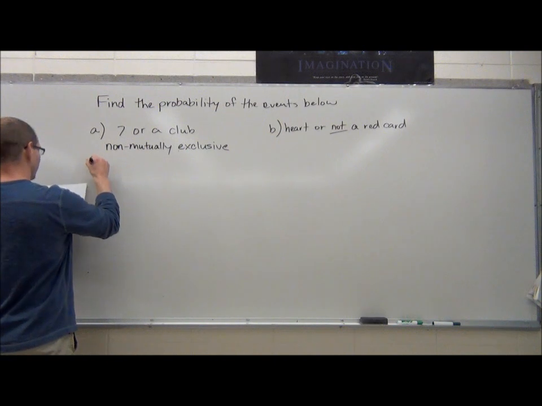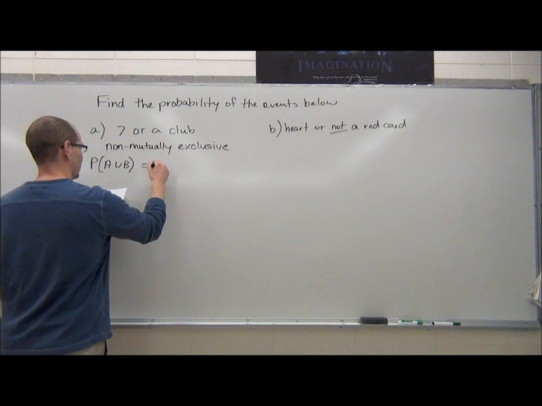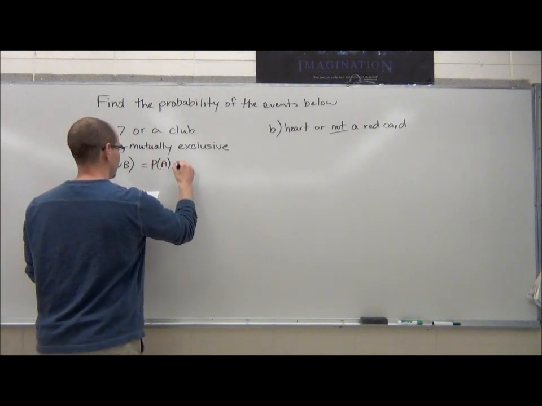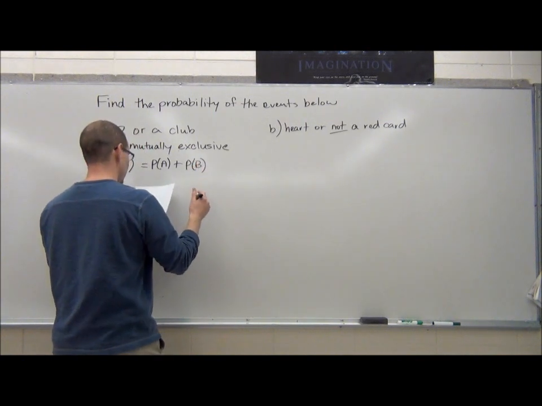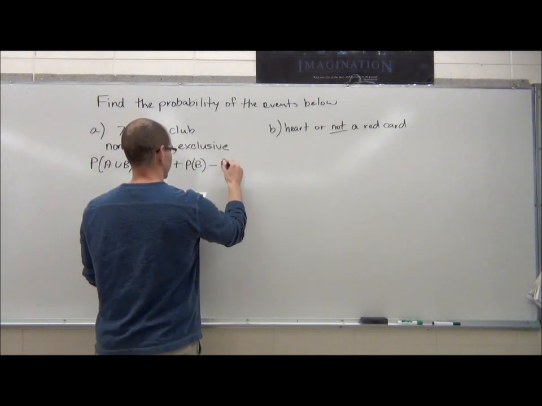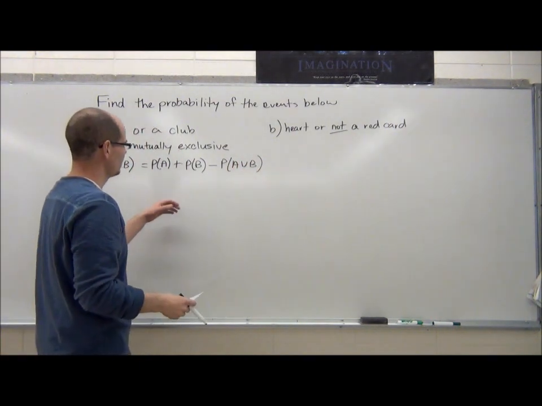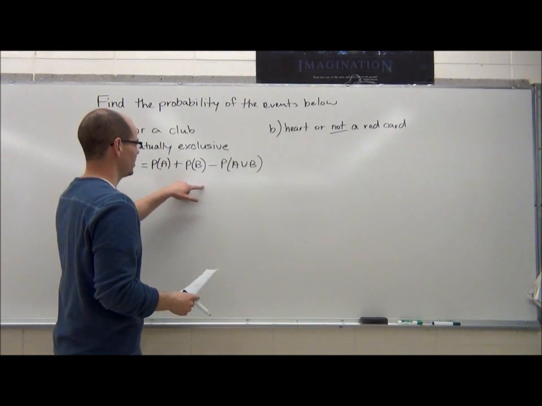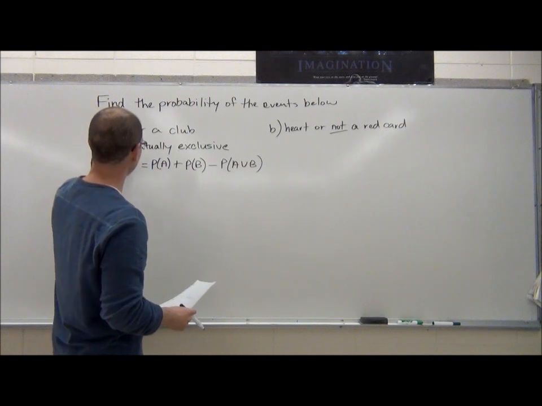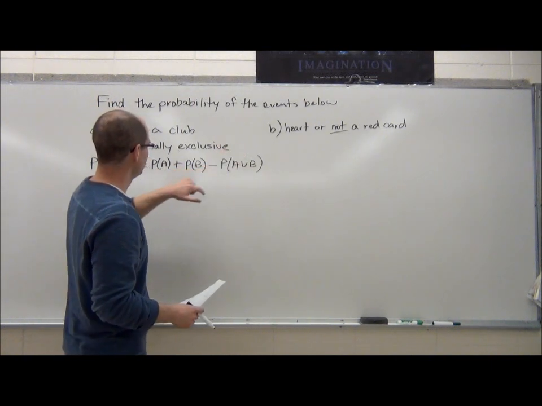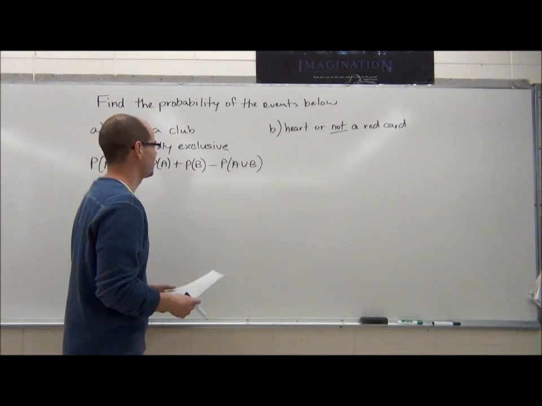You need to pick this formula, which I know looks fancy, but it's really quite simple. This is the formula off your formula sheet. It says the probability of two events, one or the other, if it's non-mutually exclusive, is this. And that's the fancy version. The everyday version is you add the probability of the two events together, but you subtract the overlap. Because if you just went probability of a 7 plus probability of a club, you've counted the 7 of clubs in both groups. So you have to cut out the overlap.